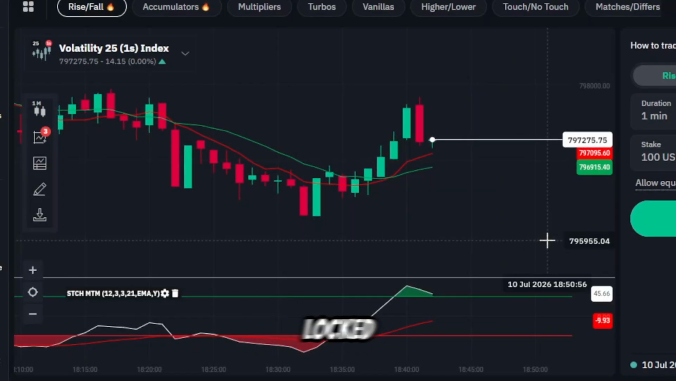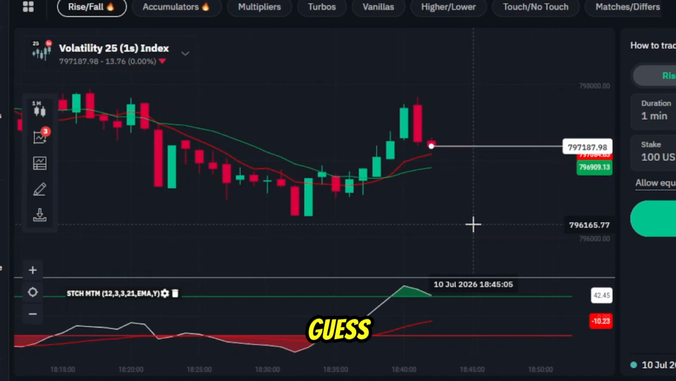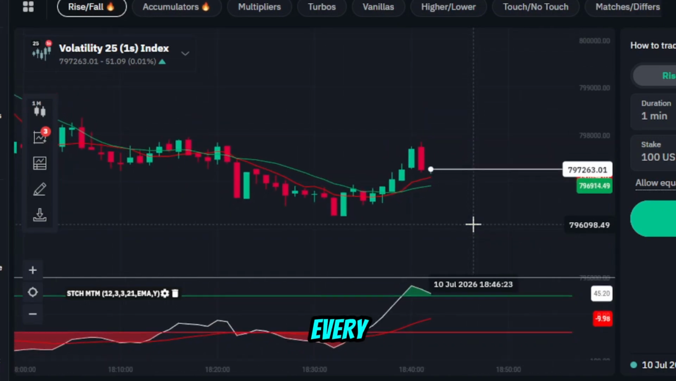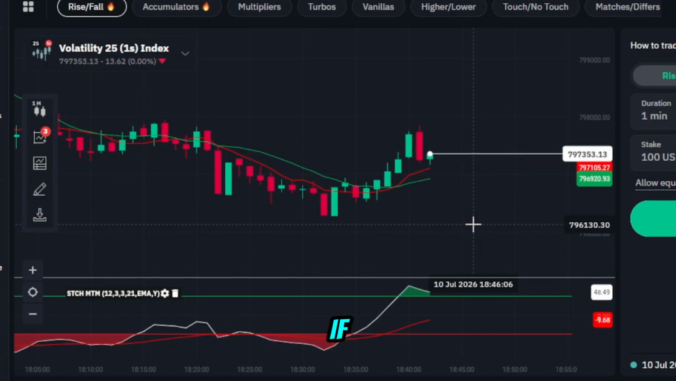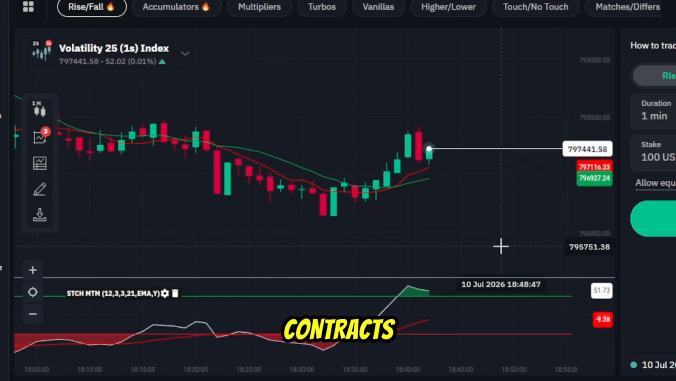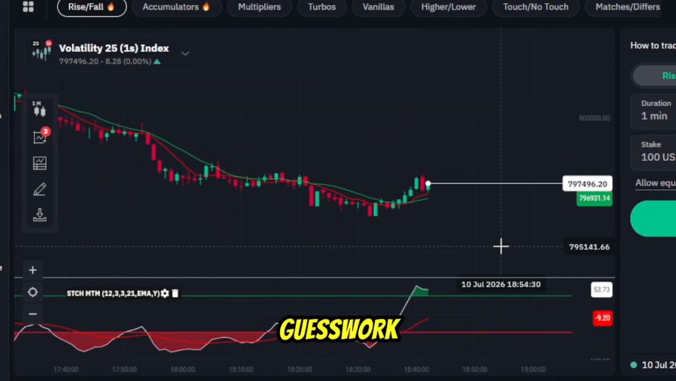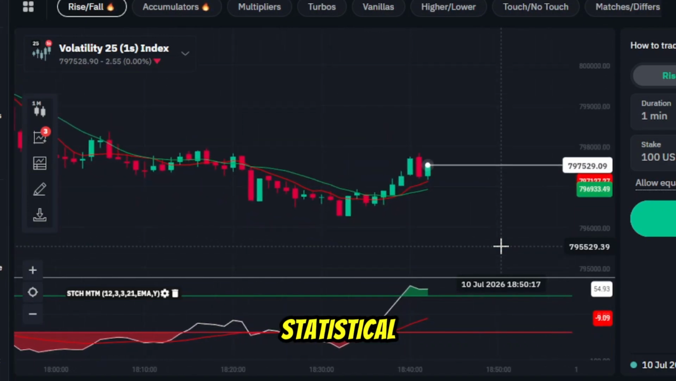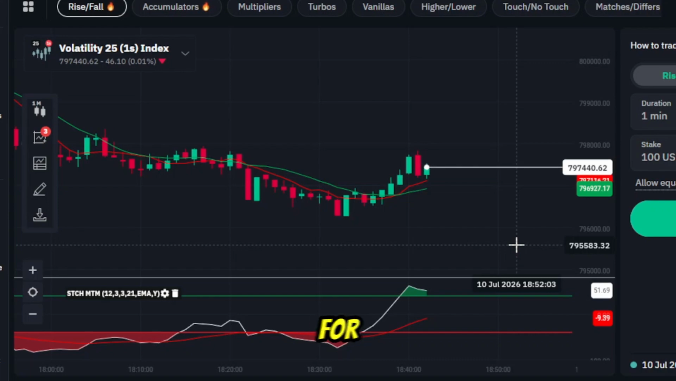With our indicators locked, our priority is establishing our directional bias. This isn't a guess, it's the macro narrative dictating every execution, ensuring we align with dominant order flow instead of fighting it. If structure is bullish, our technical rules force us to hunt exclusively for rise contracts. If it shifts bearish, we pivot entirely to fall contracts. Anchoring to a strict bias eliminates emotional guesswork, allowing us to trade purely on statistical probability. To put it simply, if the market is going down, we hunt for fall trades, and if the market is going up, we hunt for rise trades.